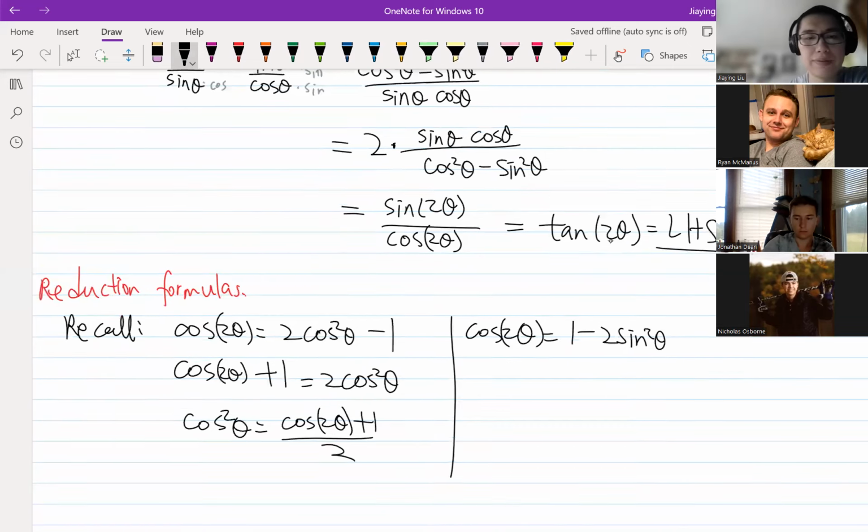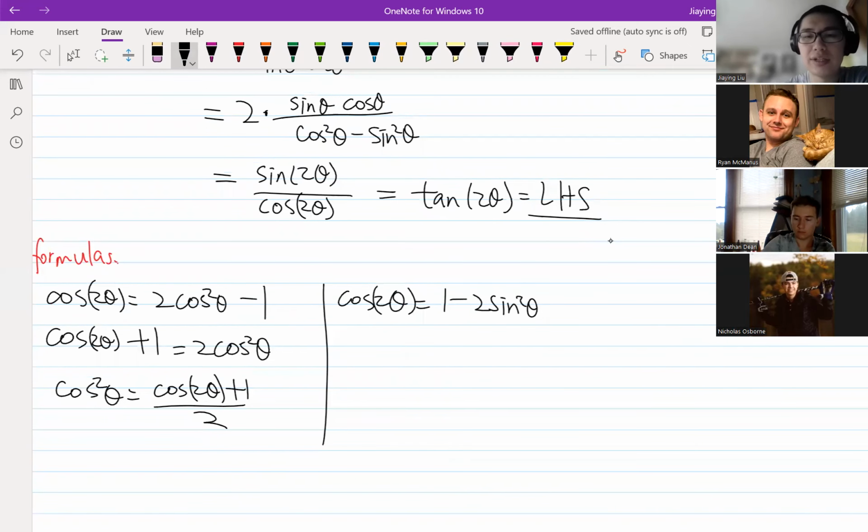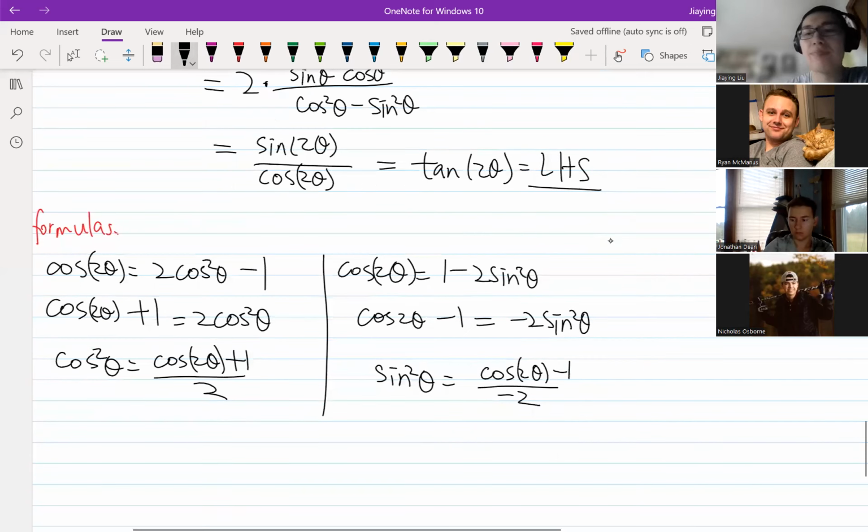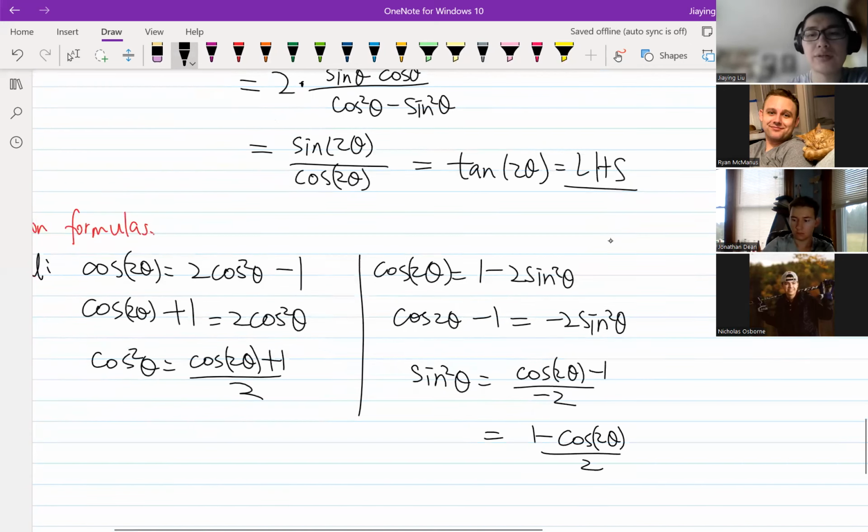So that's cosine squared. And then the second equation, I'm going to solve for sine squared. So I'm going to subtract 1 on both sides and divide by negative 2. So I get cosine 2 theta minus 1 equals negative 2 sine squared theta. Divide by negative 2, so I get sine squared theta equals cosine 2 theta minus 1 over negative 2. So if I move the negative 1 into the numerator, I get 1 minus cosine 2 theta divided by 2. So that's sine squared.